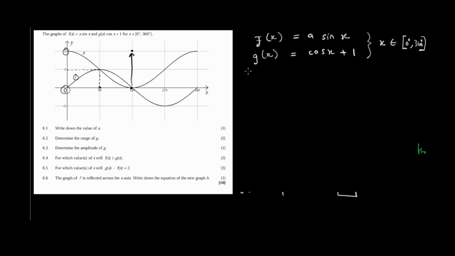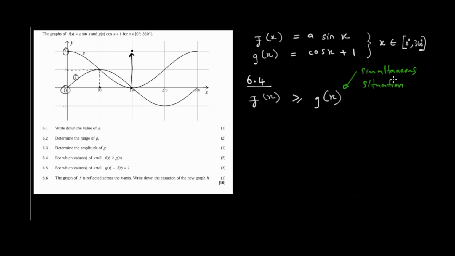Now when it comes to 6.4, we are told that f of x is greater than or equal to g of x. So before we go anywhere, I want you to appreciate something. What you ought to appreciate is this is actually a simultaneous situation. And I'm going to explain why I say that.